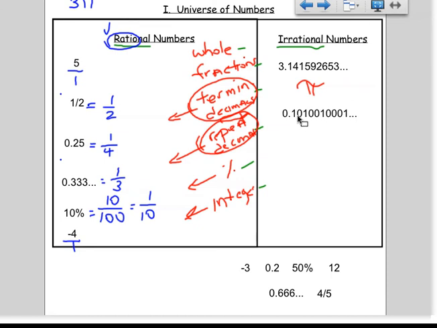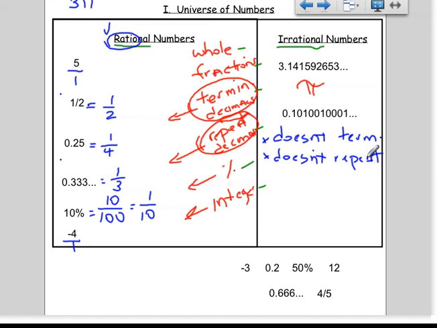I have one more example that I'll give you, which is a number like 0.10100100001, and it goes on. Again, it doesn't terminate, that means it never stops. And it doesn't repeat. And those are the two examples that I'll give you of irrational numbers.